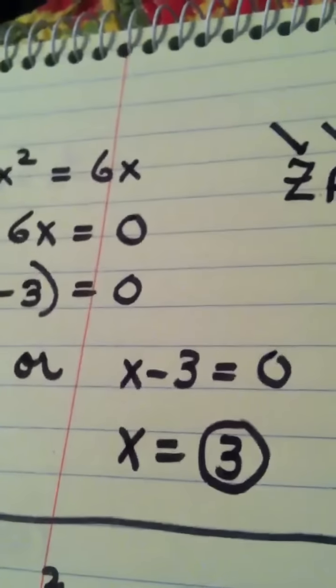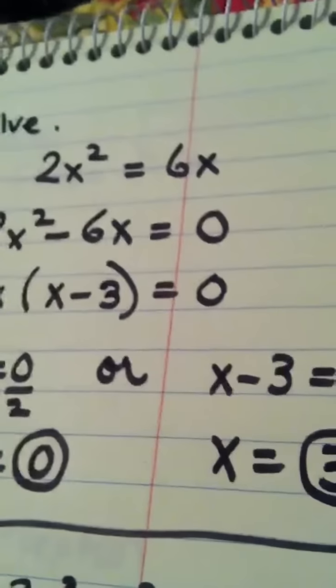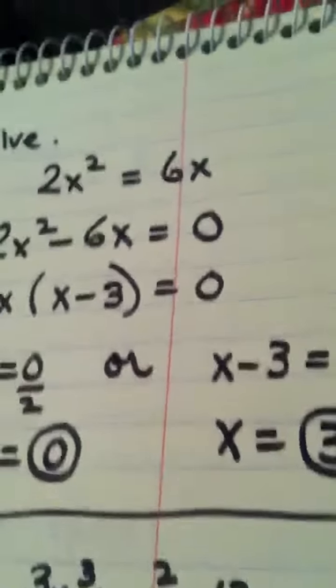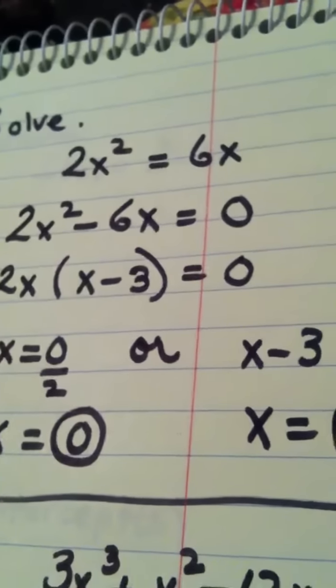So this quadratic equation has two roots, namely 0 and 3. And when I use the term root, that's just a synonym for solution. Okay? A root of an equation is a solution of an equation.